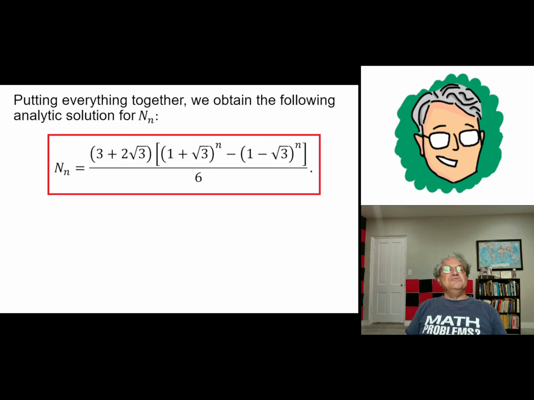This always gives you an integer, but this is a very nice way to calculate it on a computer, by the way. The term on the right, 1 minus square root of 3, has absolute value less than 1. So when n gets very large, that term is going to go to 0. So you can just approximate this as 3 plus 2 times the square root of 3 times 1 plus square root of 3 all to the nth power over 6. And you can calculate this for very large n. I mean, you can calculate for n equals 100 or 1,000. I haven't done that, but you can try it yourself. Computers can do this very easily.